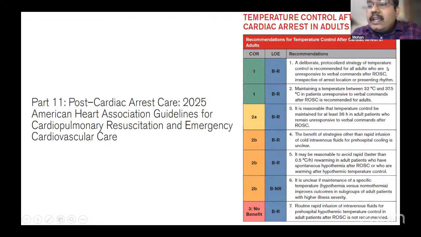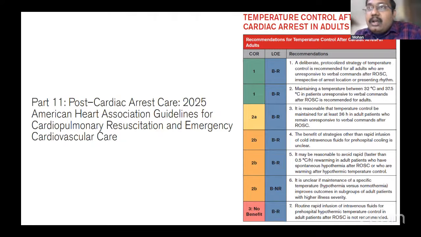So they say that again, after ROSC, if they're not following verbal commands, irrespective of arrest location or presenting rhythm, you give deliberate temperature control where 32 to 37.5 degrees centigrade is maintained. They say the overall temperature control should be maintained for at least 36 hours. And again, the rewarming rate should not exceed 0.5 degrees centigrade per hour. Now, again, in 2025, they mention that they are not sure about hypothermia versus normothermia for any specific group, and were unable to recommend.